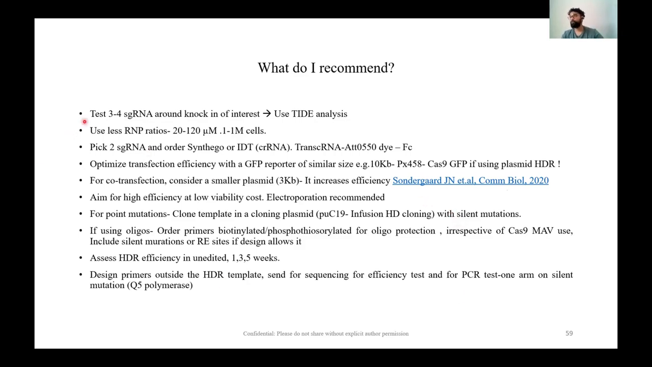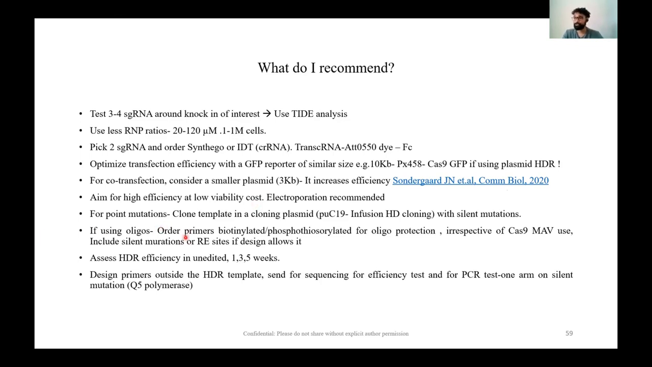Then for co-transfection, it's recommended to also use a smaller plasmid from this publication, around 3 kb, because it increases the efficiency of your insertion. You should really aim for a high transfection efficiency, electroporation efficiency, whatever, at a low viability cost. But you will have to find the right balance for that.